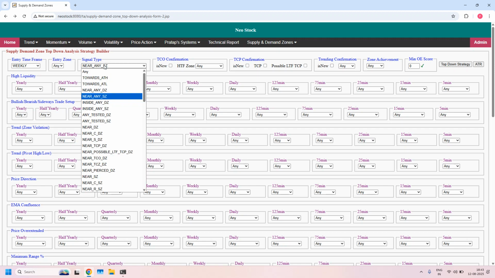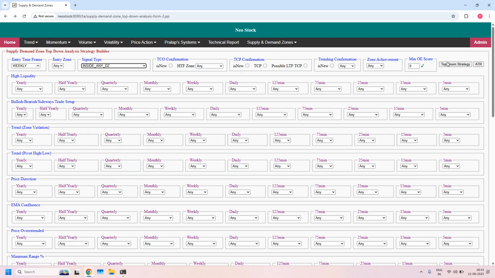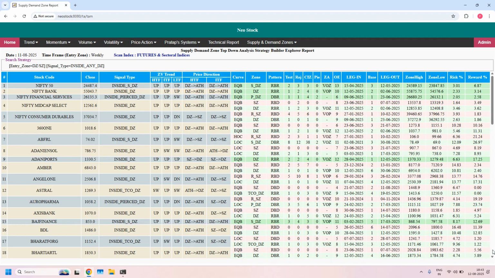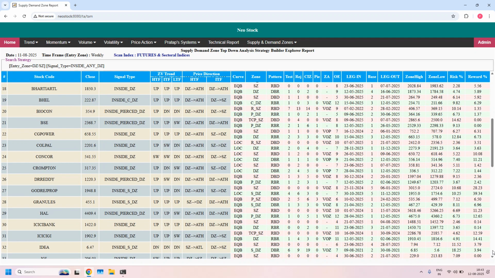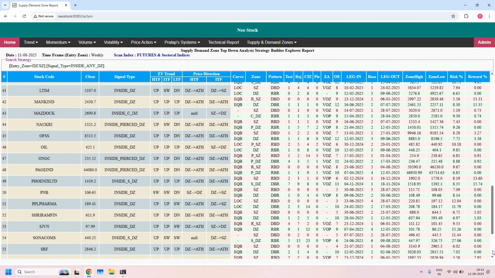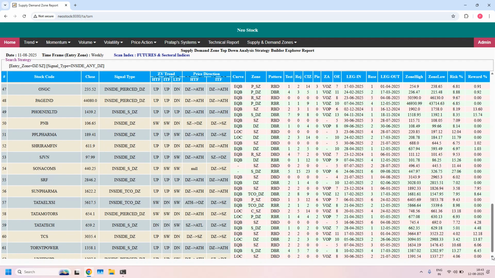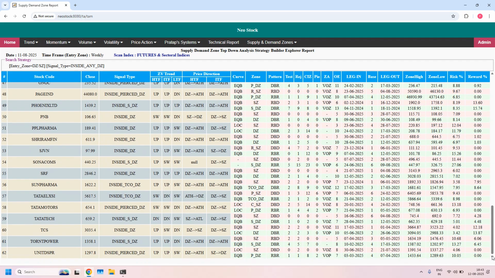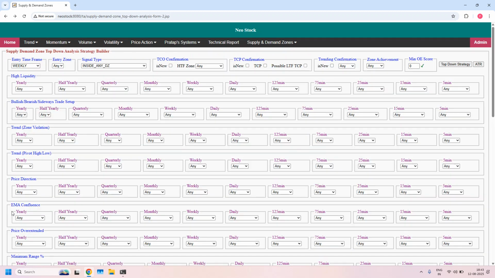Okay, next, price closed inside the weekly demand zone. First 18 stocks in the list. I am scrolling the list down. Total 62 stocks are filtered. We can further filter this list based on weekly demand zones having weekly EMA confluence.